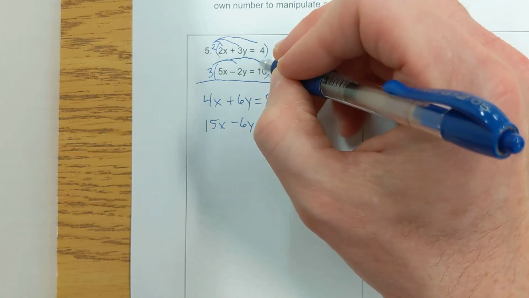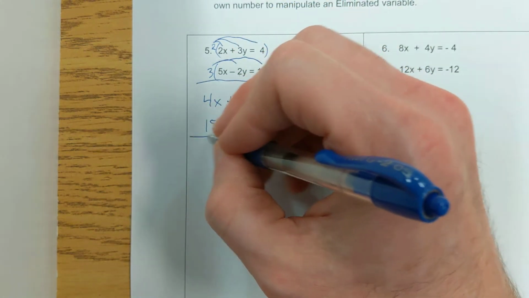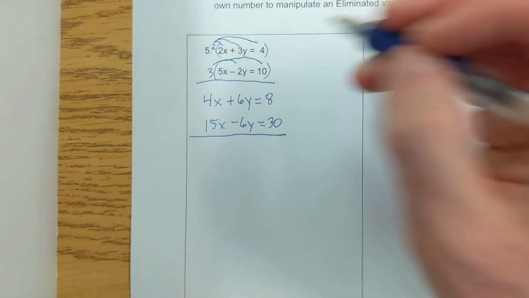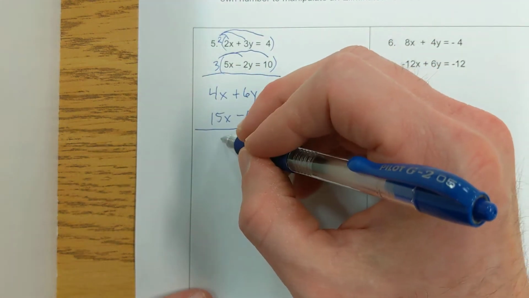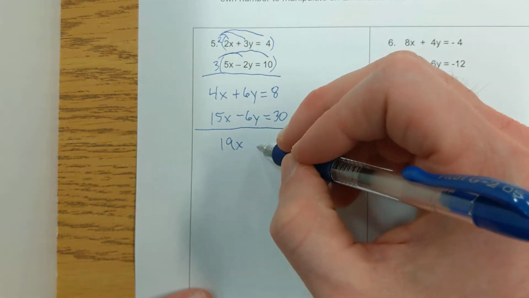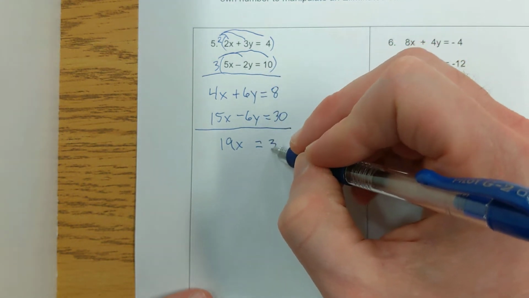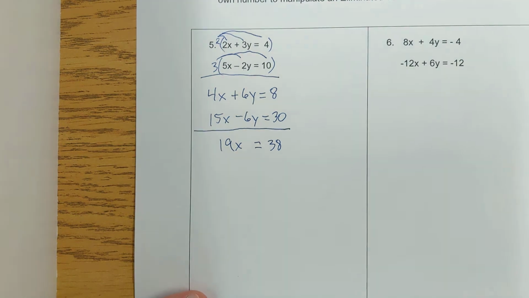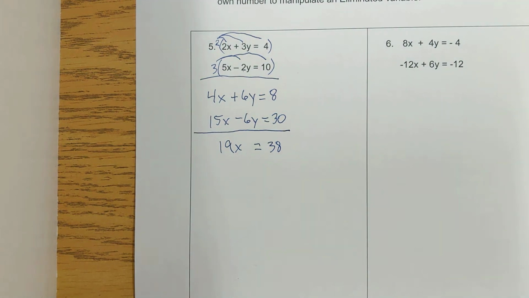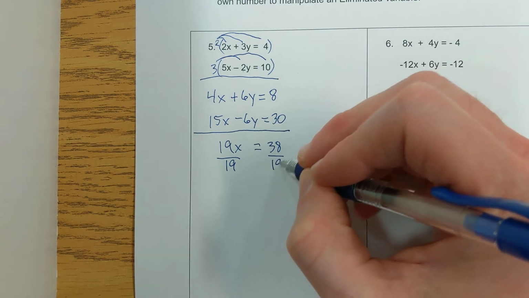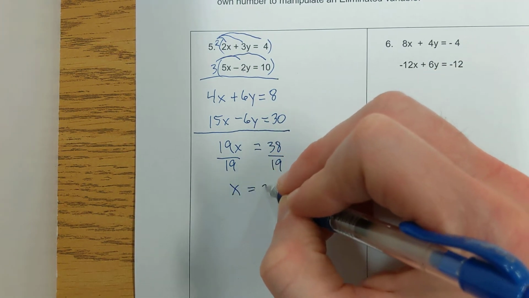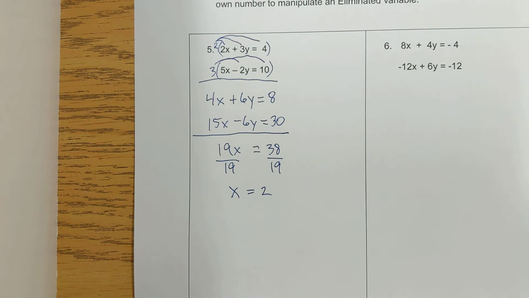So don't forget that last one. We could write the 3 over here. I just typically write it over here with the parentheses to save space and time. All right, so we combine x's, we get 19x. The y's eliminate, and we get 38 over on the far right column. I'm going to divide by 19. When I do that, I get x equals 2. So there we go, it works out nice.